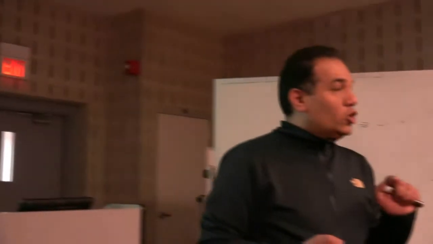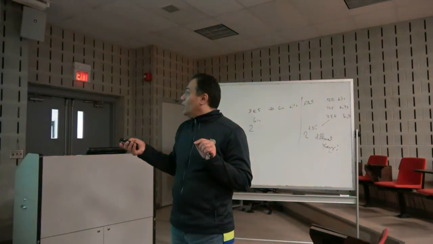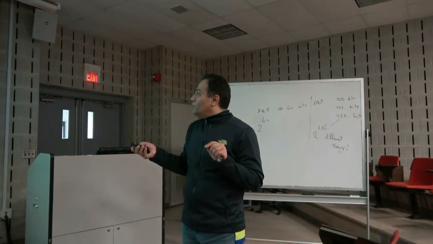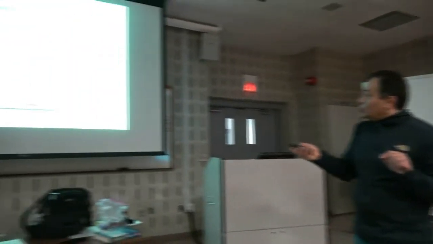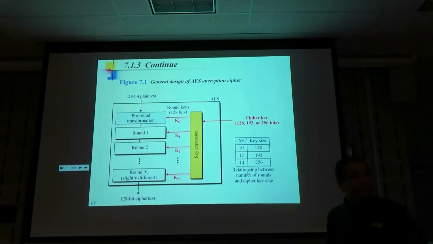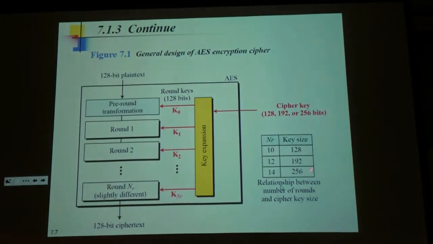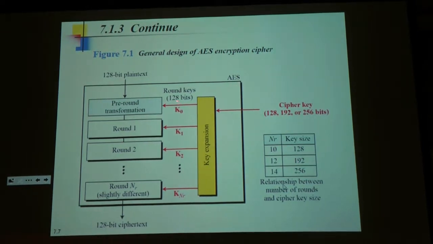All right. So what is the size of the key? Either 128 or 192 or 256. So we have the key expansion, and always the key expansion will give you 128 bits. So if it's 128 bits, it will give you 128 bits. If it's 192, it will give you 128 bits. If it's a 256-bit key, it will give you 128 bits, right?